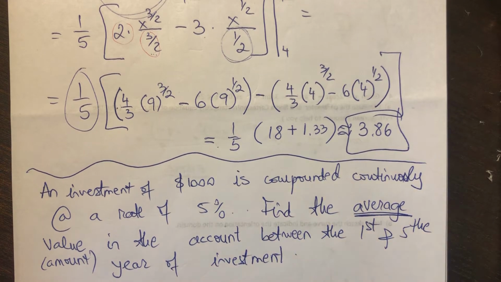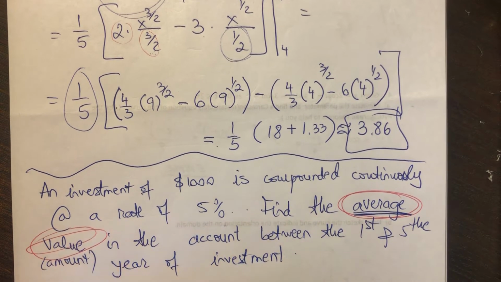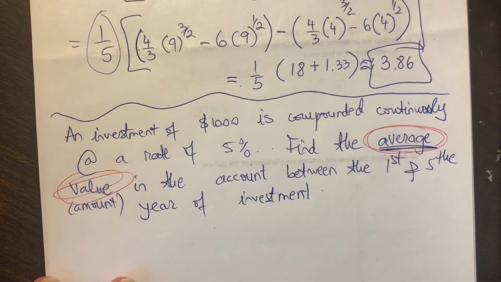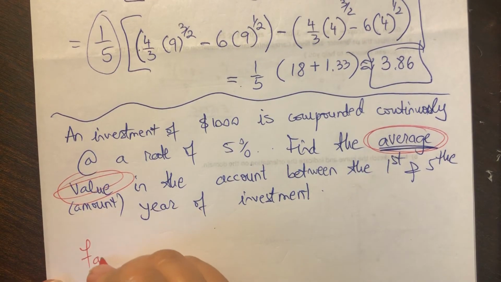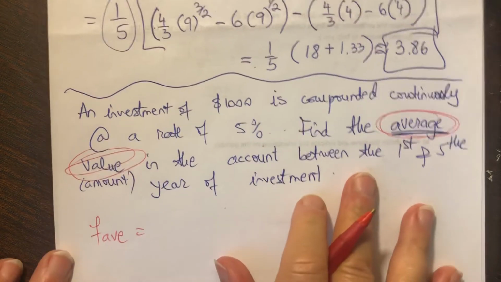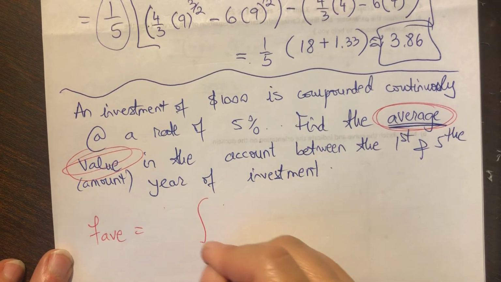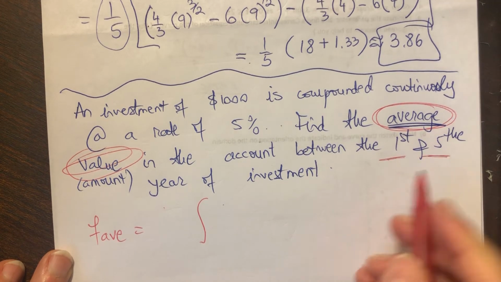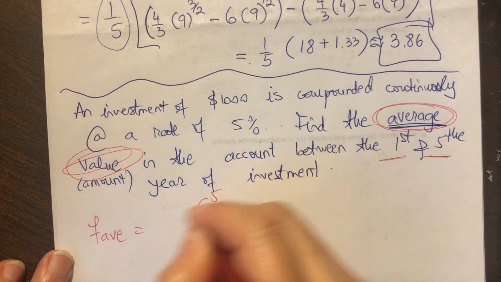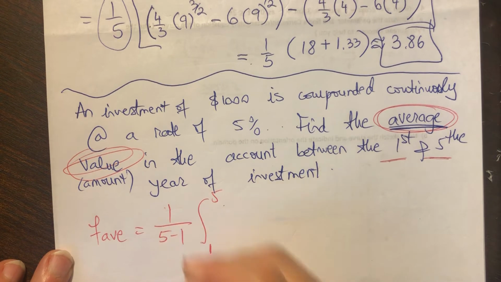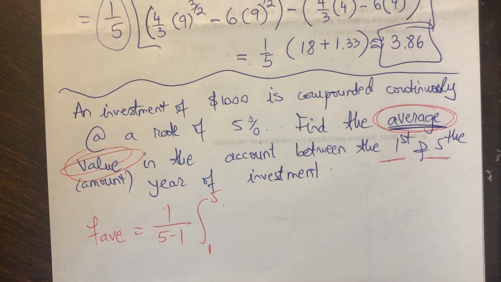Okay, so first things first, we want to find the average value in the account. Now, average value means to do what? Find the area, right, or the integral from a to b. A and b are what? 1 and 5. And then divide by the width of this interval. So divide by 4, which means to multiply by a quarter.